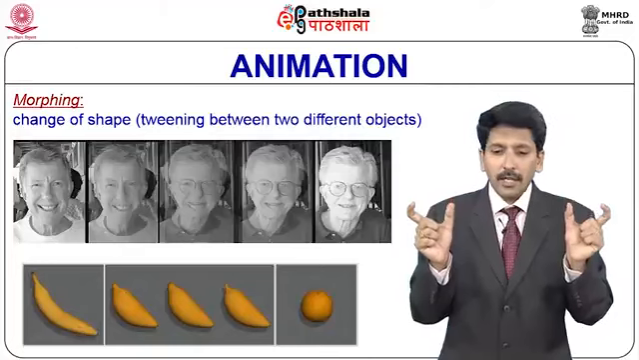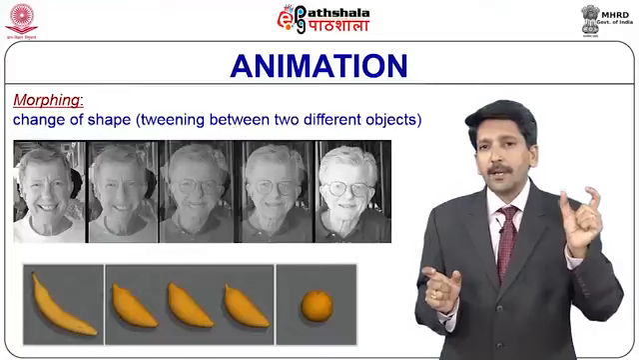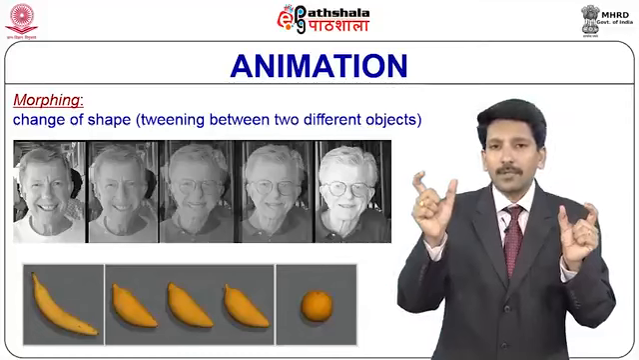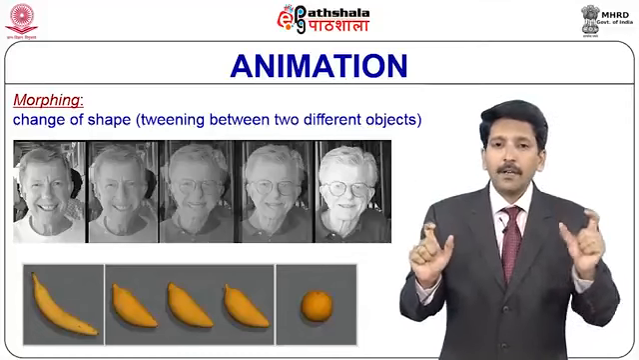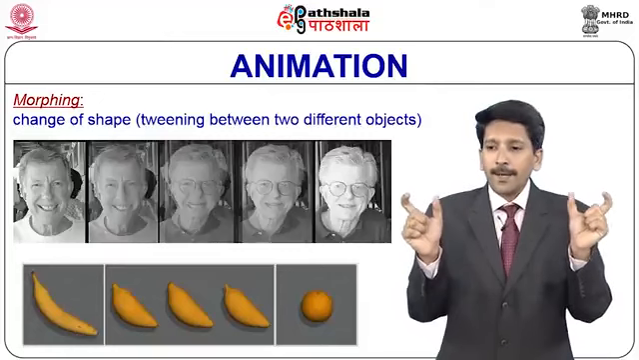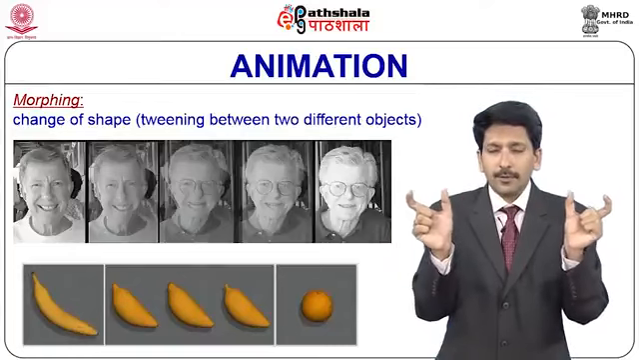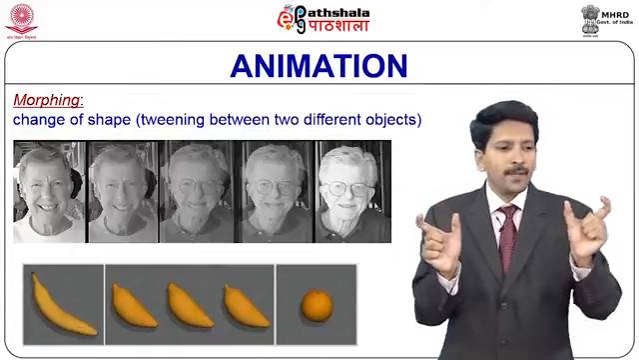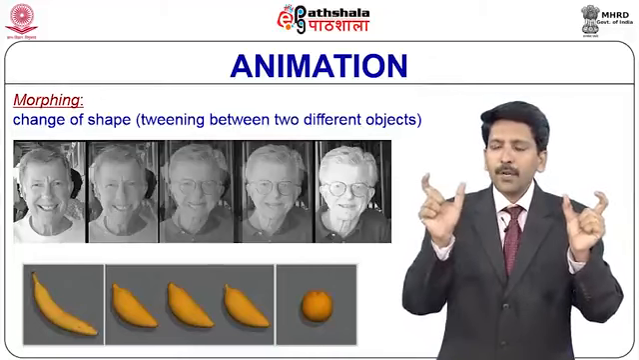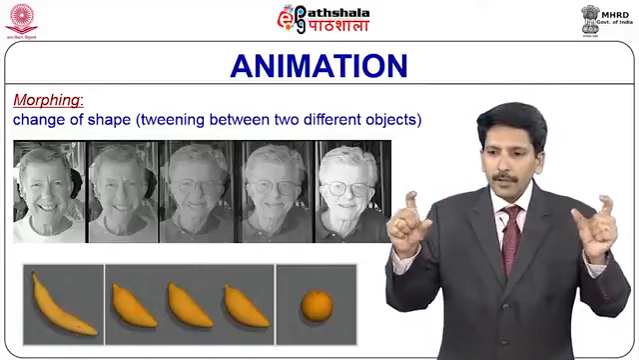What is that condition? The number of vertices with which the initial object is made up should be exactly the same as the number of vertices with which the final object is made up. Again, let me repeat. For morphing animation to happen, the two objects participating in the morphing technique should satisfy a condition. The number of vertices of the initial object should be exactly the same as the number of vertices of the final object, so that you can perform a morphing.